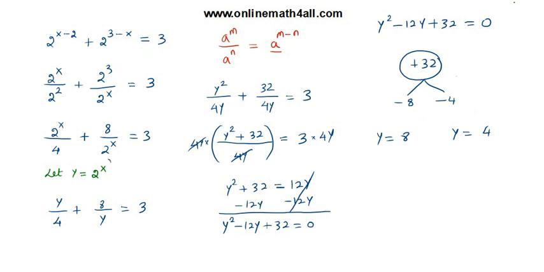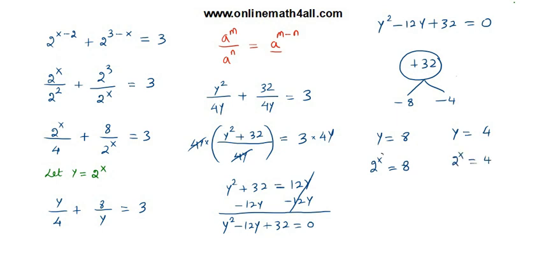So already we know that y is equal to 2^x. So we can replace y by 2^x to solve for x. So in this particular equation I replace y by 2 to the power of x. I get 2 to the power of x is equal to 8, and here I get 2 to the power of x is equal to 4.